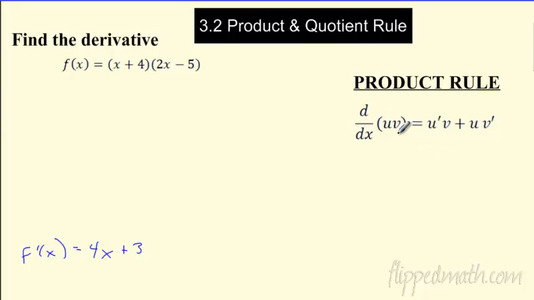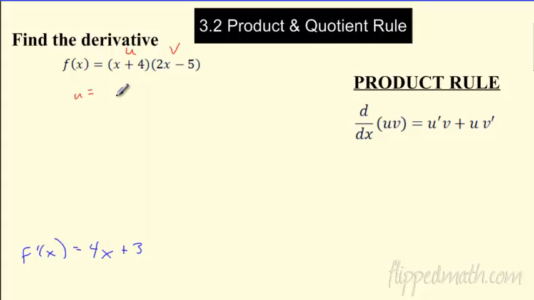This says if I'm taking the derivative of something times something, so this is u times v. So I've got an expression here and an expression here. So what am I going to do? I'm going to take the derivative of the first times the second plus the first times the derivative of the second. Ooh, that's a mouthful. Let's just do it. It's much easier to see.